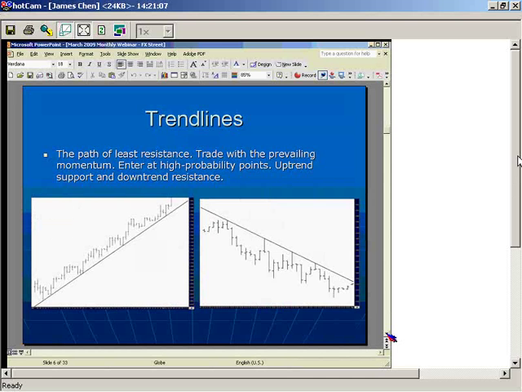We've got trend lines, like I said before. Trend lines are the path of least resistance. Trade with the prevailing momentum. Enter at high probability points. You've got uptrend support and downtrend resistance. What do I mean by that?